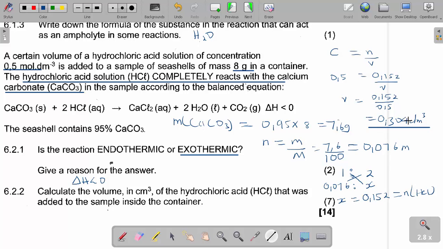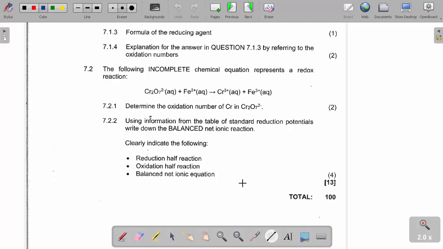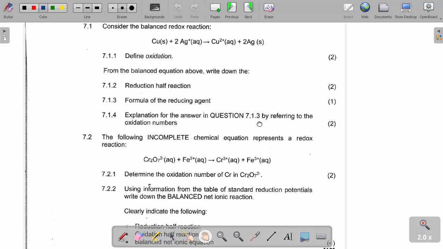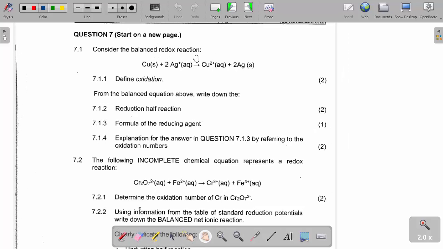Our last question for today. They say here that consider the advanced redox reaction below. This one here. Then they say define oxidation. What is oxidation? It's a reaction which involves the transfer of electrons from one substance to another. I say it again. The reaction involving the transfer of electrons from one substance to another. Must I write it down for you?